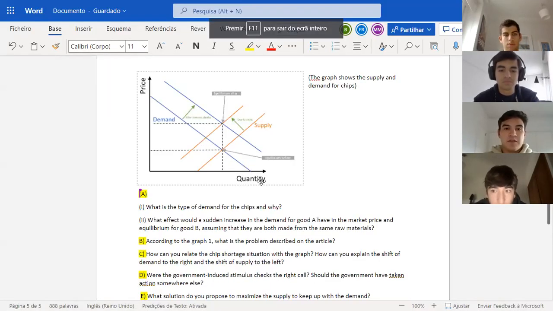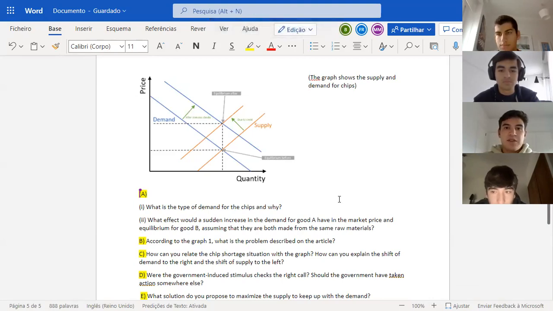Exercise A. 1. What is the type of demand for ships and why? Answer to the question. The type of demand for ships is a composite demand. This is because you can use them to produce different goods, as ships are raw material for cars, laptops, house appliances, etc.